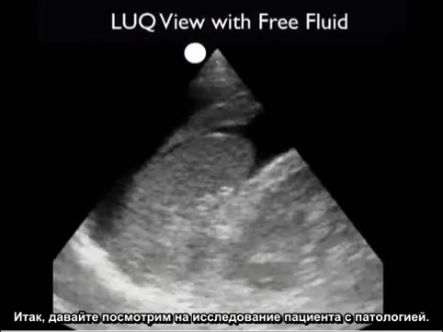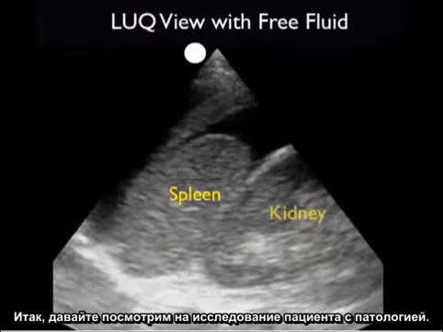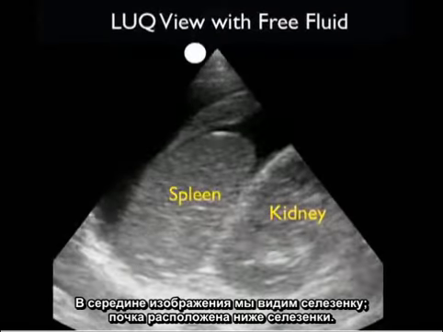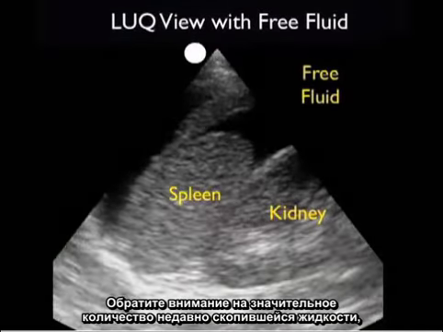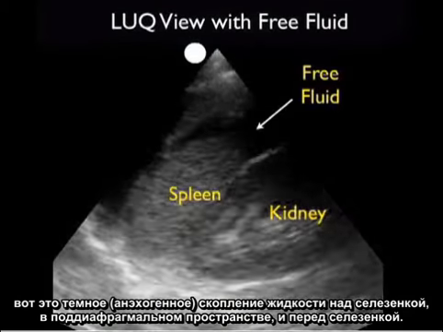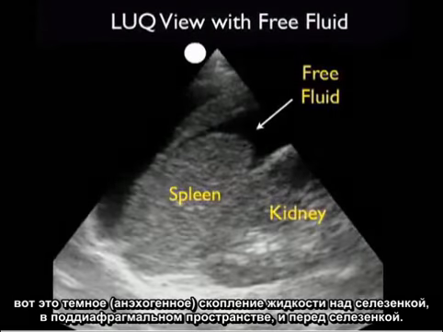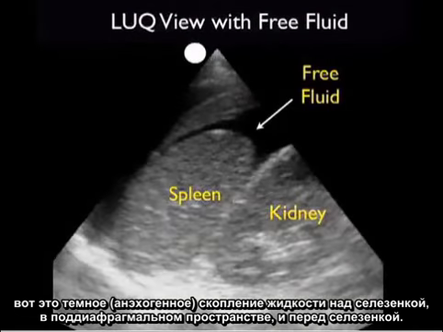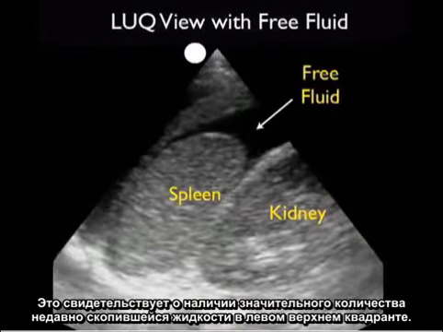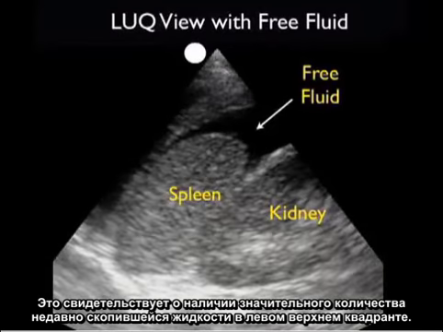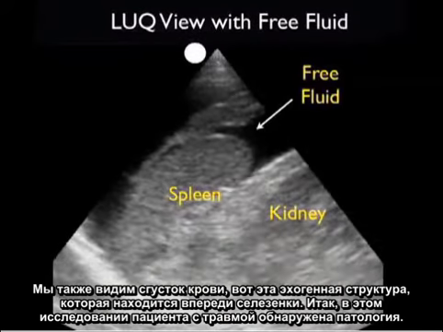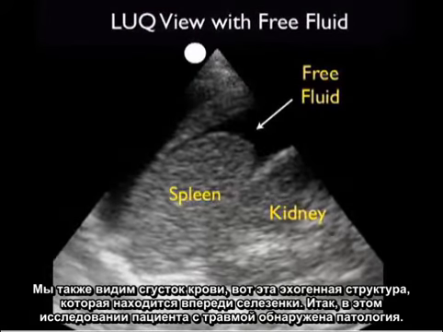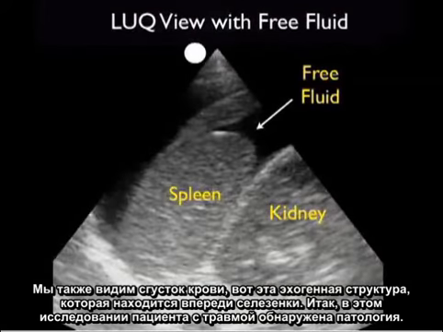So now let's take a look at a positive exam from a trauma patient. And we see here the spleen in the middle of the image, the kidney inferiorly located to the spleen, and notice the large amount of fresh fluid, that dark or anechoic fluid collection that layers out above the spleen in the infradiaphragmatic location and anterior to the spleen. This indicates a large amount of fresh blood in the left upper quadrant, and we also see a blood clot, that echogenic material, waving around anteriorly to the spleen. So a positive exam in a trauma patient.